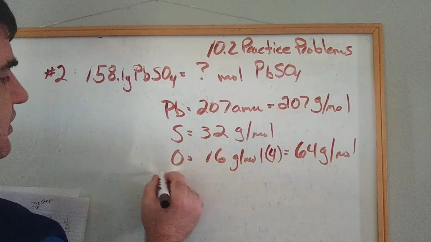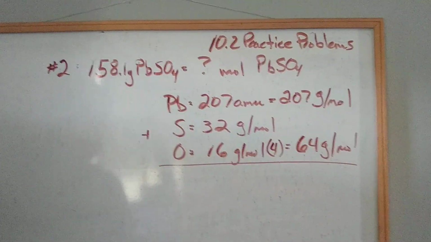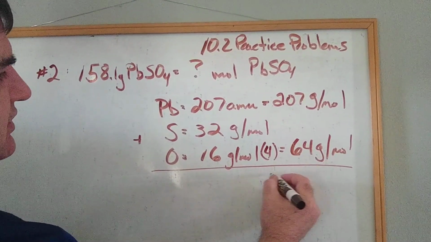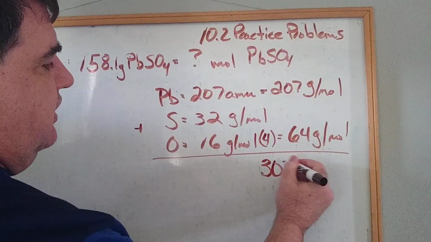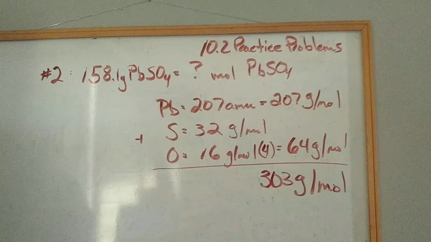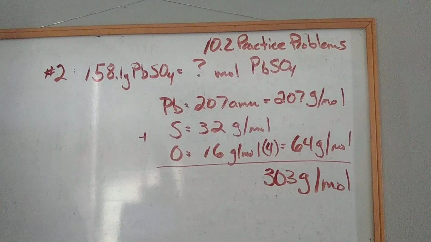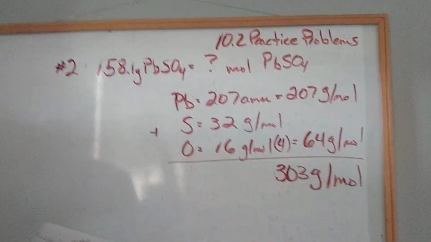So we add all of those up, and we come to the conclusion that the total mass of this is 303 grams per mole. Okay? And again, that's just from adding them up, right off our periodic table. There's no secret numbers coming from somewhere else. Okay?